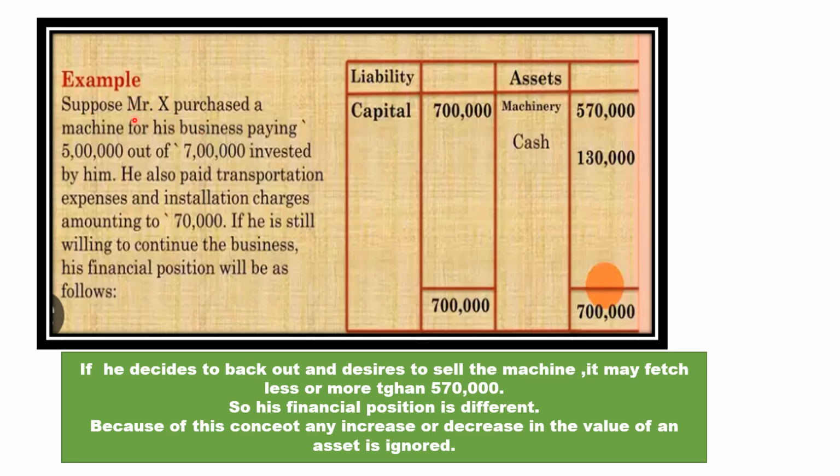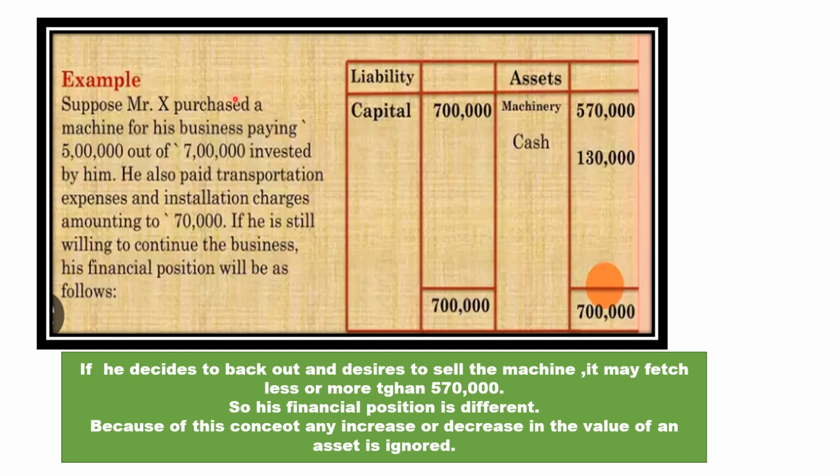Now let us study with an example. Suppose Mr. X purchased a machine for his business, paying rupees 5 lakh out of 7 lakh invested by him. He also paid transportation expenses and installation charges amounting to 70,000. If he is willing to continue the business, his financial position will be as follows.